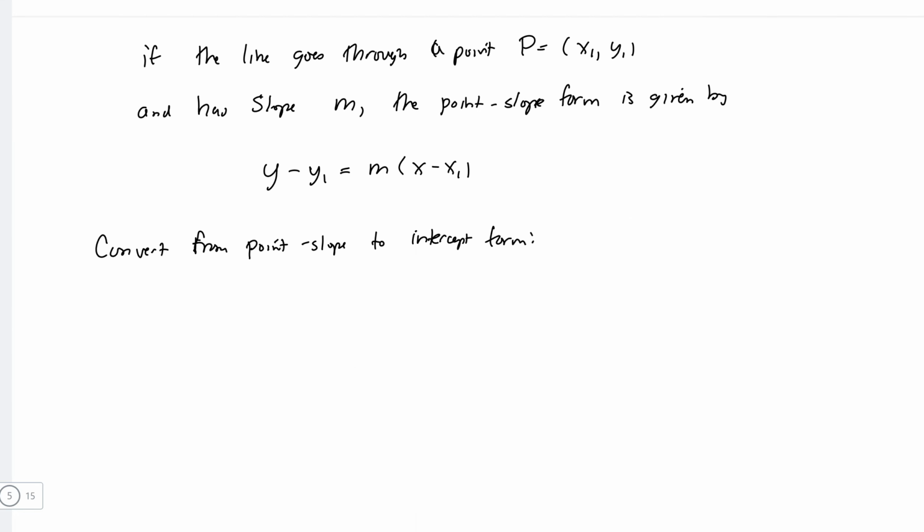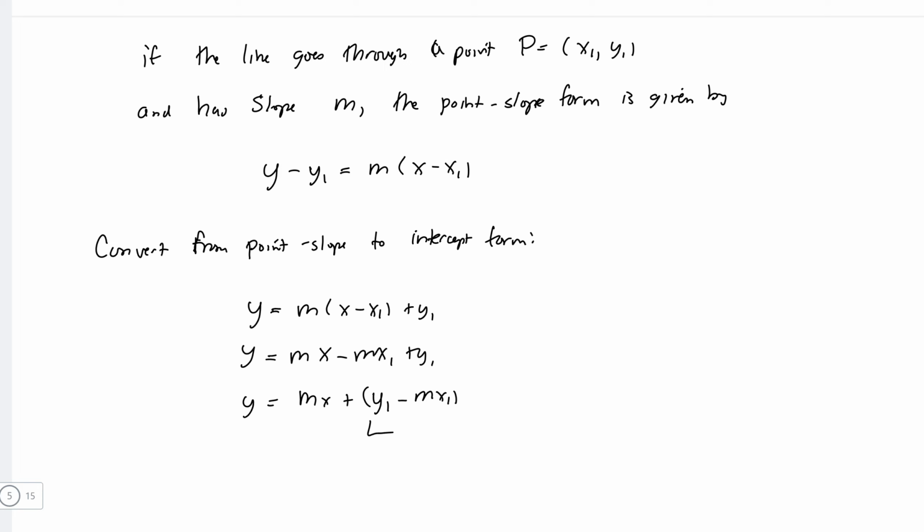So to do that, let's bring the y1 to the other side. Just add y1 to both sides, and then distribute the m through, and then just gather these terms. So I have mx plus, and then I have y1 minus mx1. Then this term here is the b, the y-intercept. So a little bit of algebra brings you back from point-slope form to slope-intercept form.